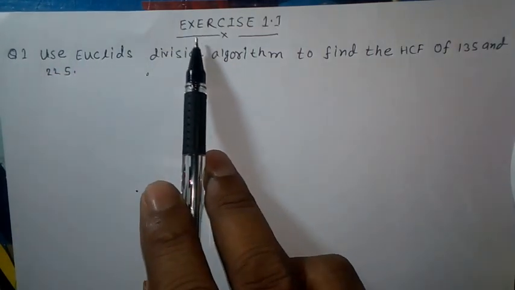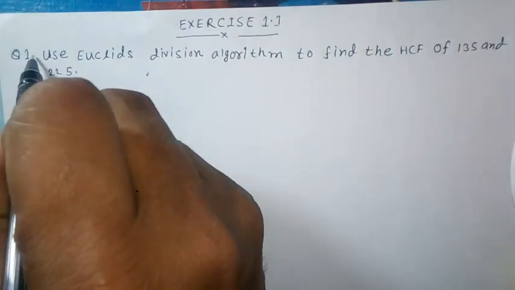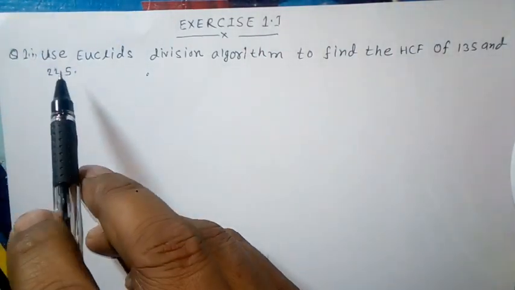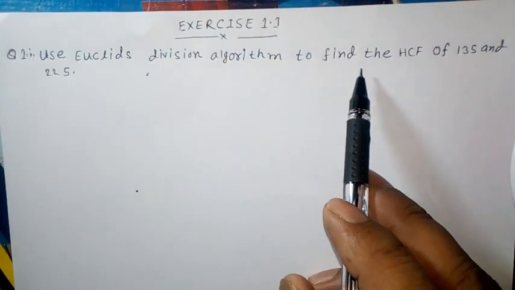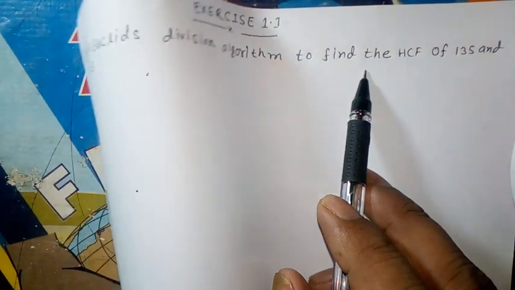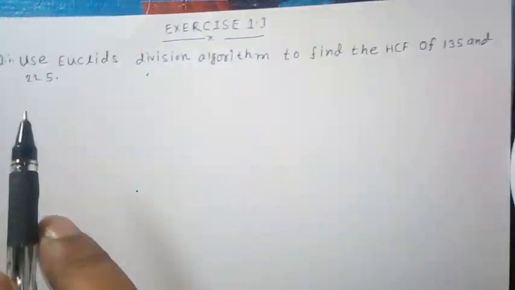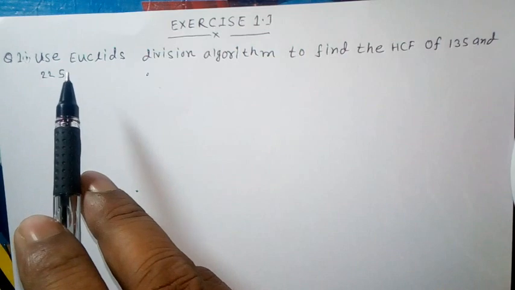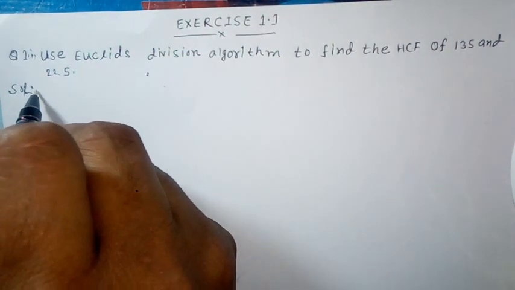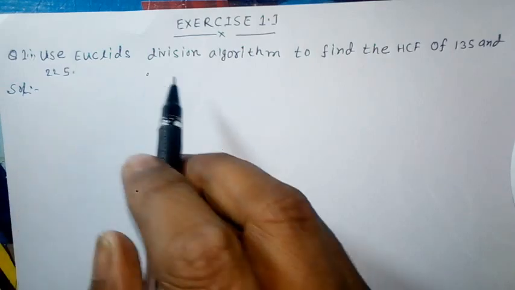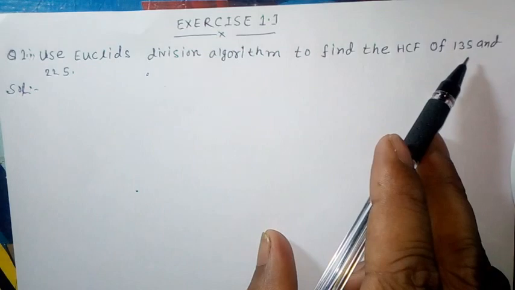Now we start exercise 1.1. The first question: use Euclid's division algorithm to find the HCF of 135 and 225. Now we solve this. Solution: here 225 is greater than 135.